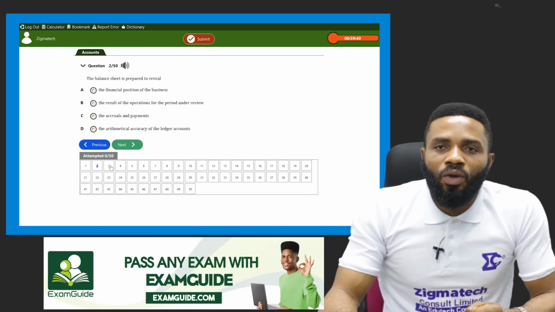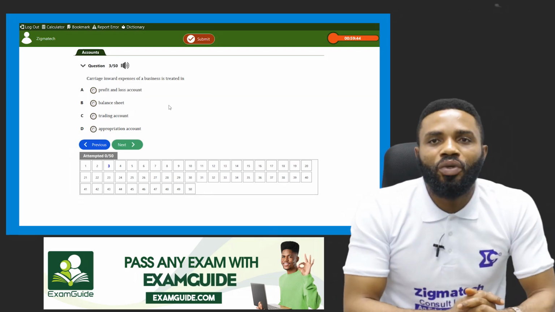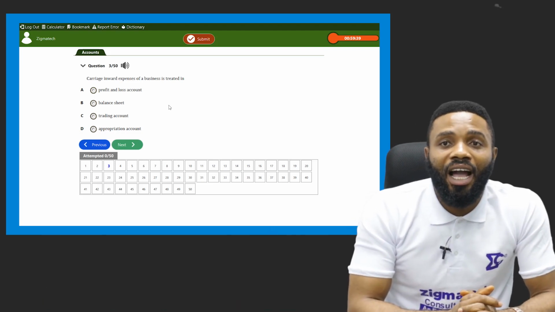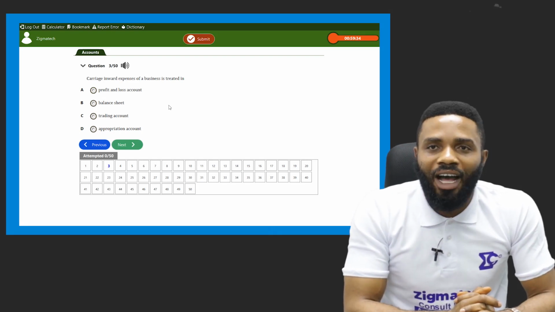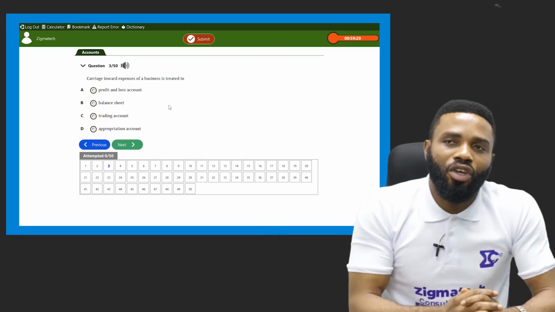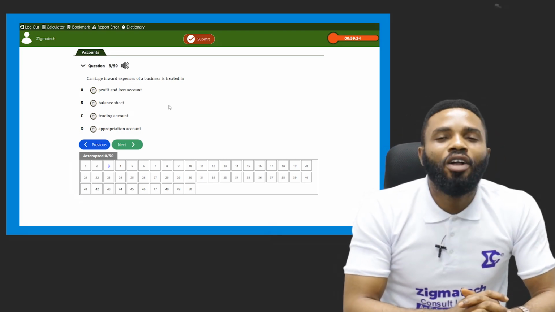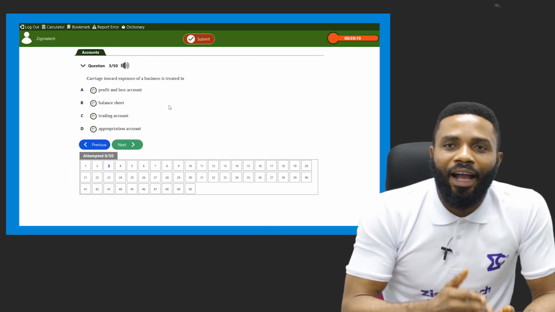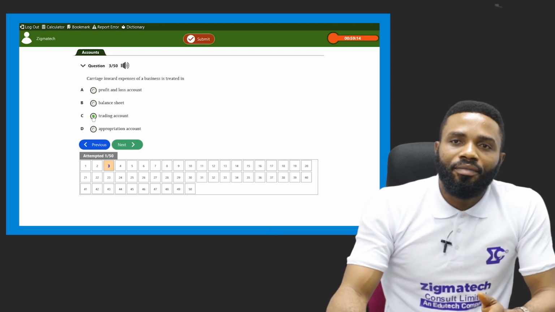All right, let's look at the questions we have here. The first one we are going to consider now that relates to what we are doing here, the lesson for today, is carriage inward expense. They say carriage inward expenses of a business is treated in dash. We have said that carriage inwards has to do with those costs that you incur in the process of bringing the product from the destination of your supplier to the destination of your business. And I have said that is one of the trading account items. So the answer there is C.